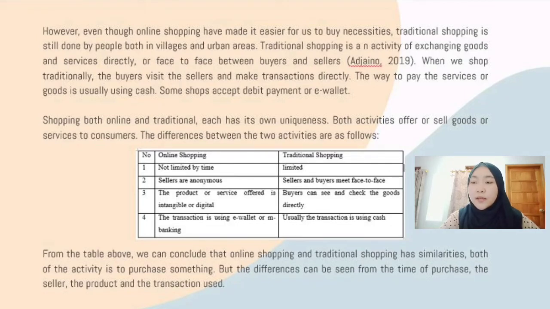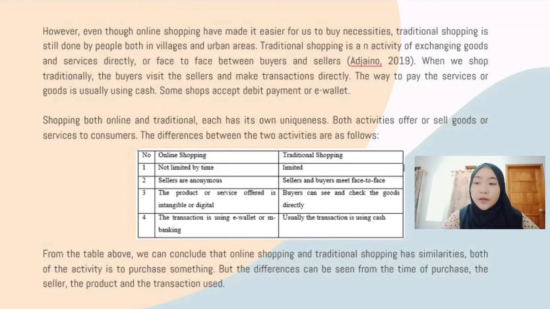The first one, online shopping is not limited by time, meanwhile traditional shopping is limited by time. And second, in online shopping the sellers are anonymous, meanwhile in traditional shopping, the sellers and buyers meet face to face, or the buyers come to the shop. The third, the product or service offered is intangible or digital, meanwhile in traditional shopping, buyers can see and check the goods directly. The fourth, the transaction is using e-wallet or m-banking for online shopping, meanwhile for traditional shopping, it's usually by cash.